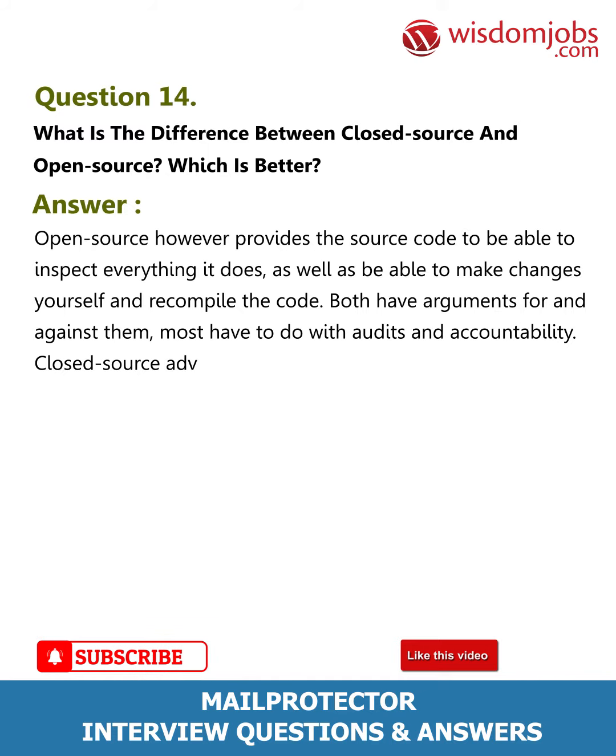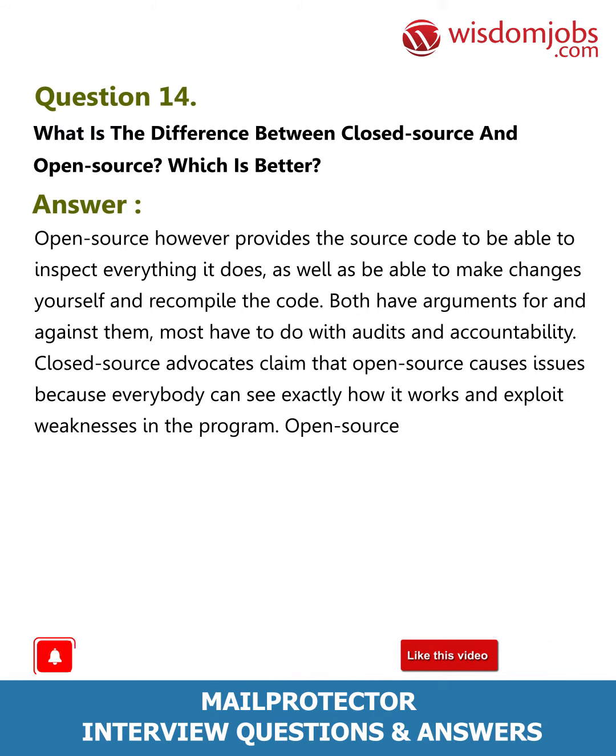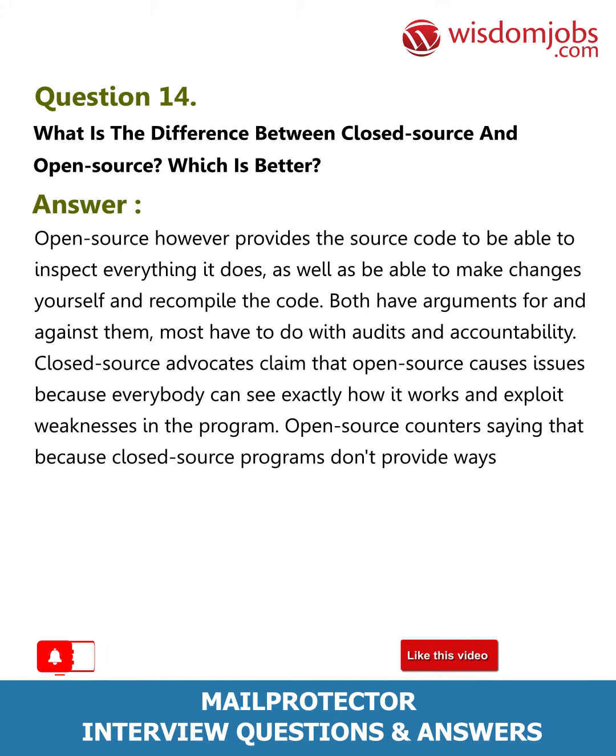Closed source advocates claim that open source causes issues because everybody can see exactly how it works and exploit weaknesses in the program. Open source counters, saying that because closed source programs don't provide ways to fully check them out.